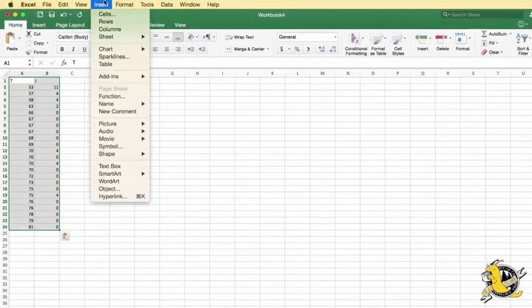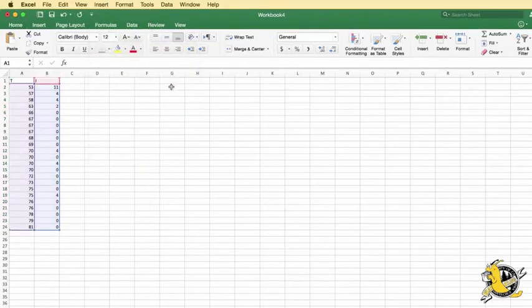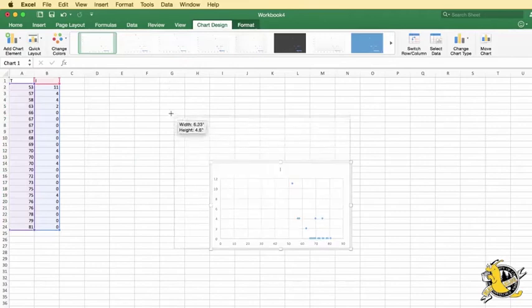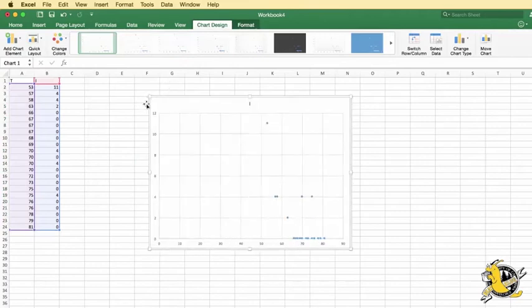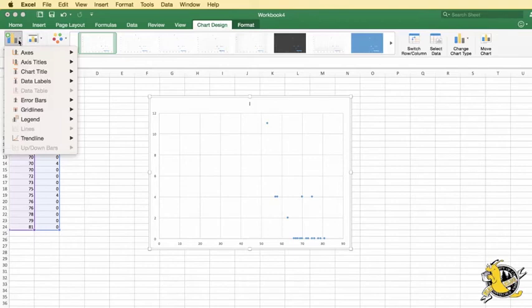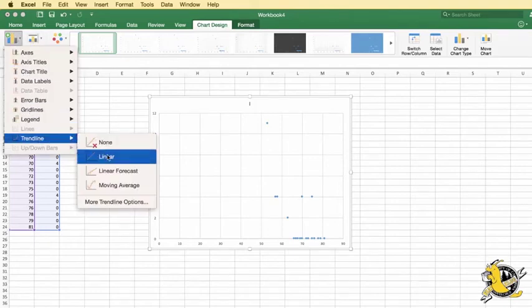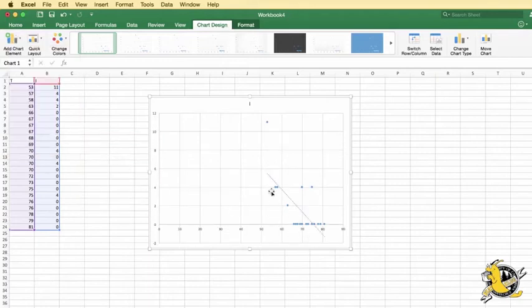We can do this: insert, chart, XY scatter plot. Make the chart a little bit bigger so we can see it better. We can see that all of the flights that had no damage were on warmer days. All the flights on colder days had some amount of damage. We can add chart element, trend line, linear, to put a linear regression line onto this chart. So here's the fitted line, and we can see that as it gets colder, we expect to see more damage.